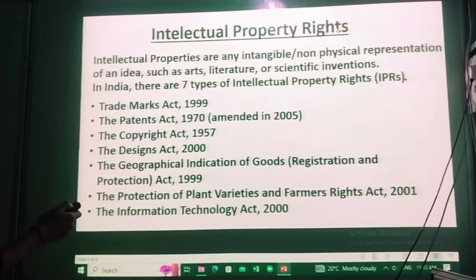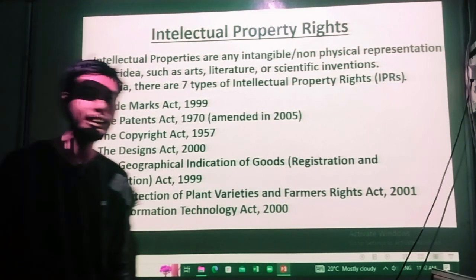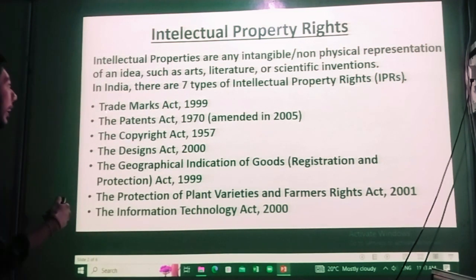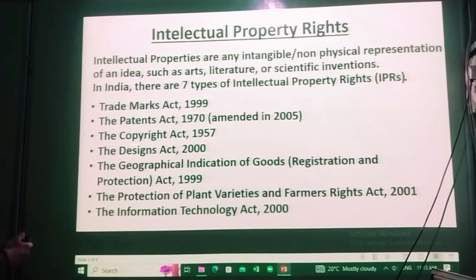So intellectual property rights. Intellectual properties are any intangible, non-physical representation of an idea, such as art, literature, or scientific inventions. In India, there are seven types of intellectual property rights, like trademark, patent, copyright, design, geographical indications, protection of plant variety, information technology, etc.